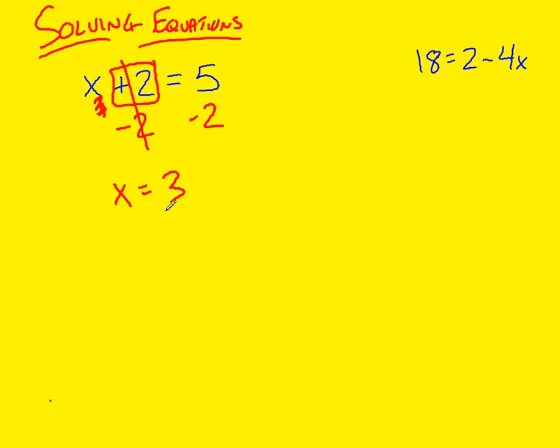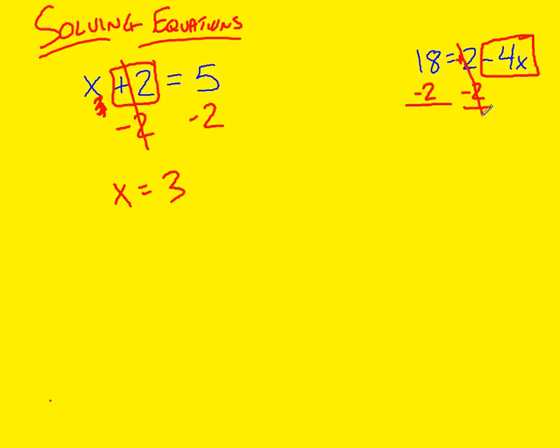Over here, this is a two-step equation. I have 18 equals 2 minus 4x. Well, here's my term that has an x in it. I keep the negative in front with it. I need to get rid of this 2. Well, the way that it's attached here is by addition and subtraction. This is a positive 2. To get rid of a positive 2, I need to subtract 2 from both sides.